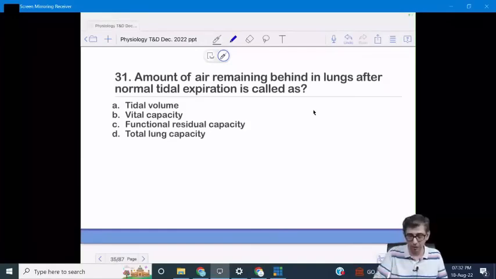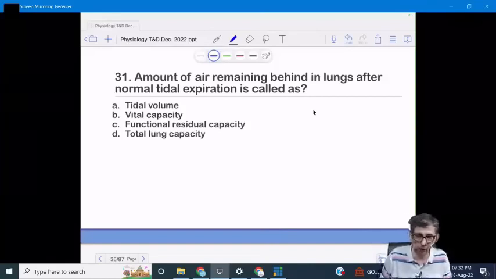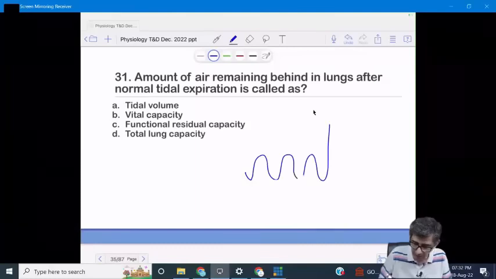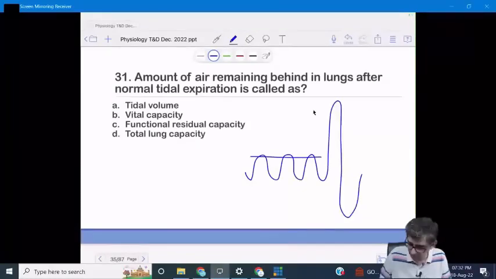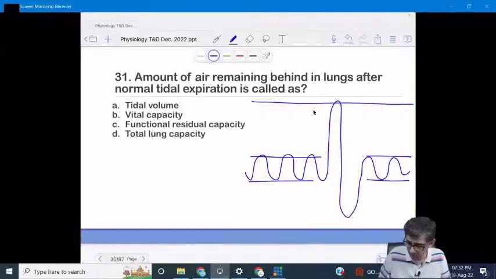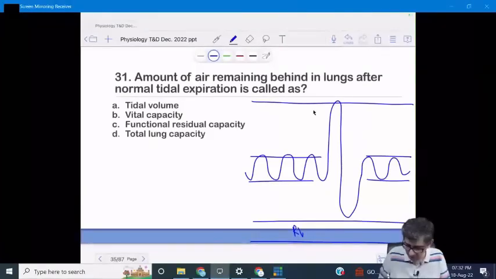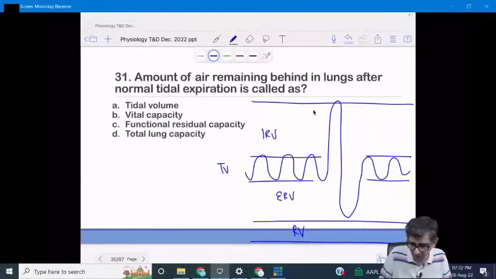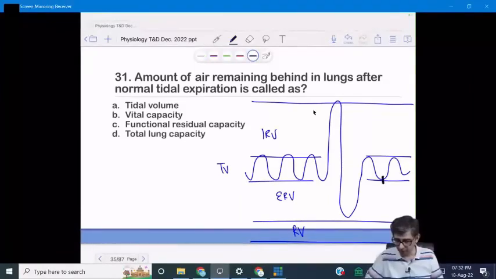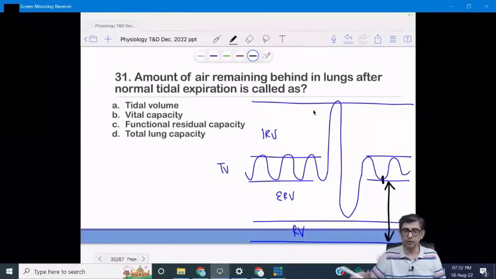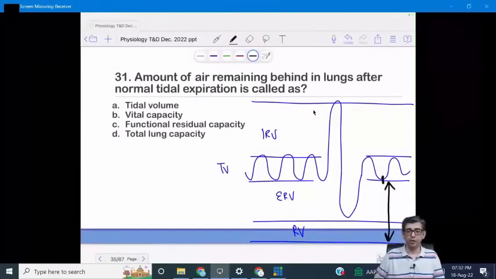Coming to 31, amount of air remaining behind in the lungs after normal tidal expiration is called as. So the curve looks like this. We have what is called as residual volume. This would be expiratory reserve volume. This is tidal volume, and this is inspiratory reserve volume. The question is talking about this particular point. This is what he's talking about, that is amount of air remaining in the lungs after normal tidal expiration.